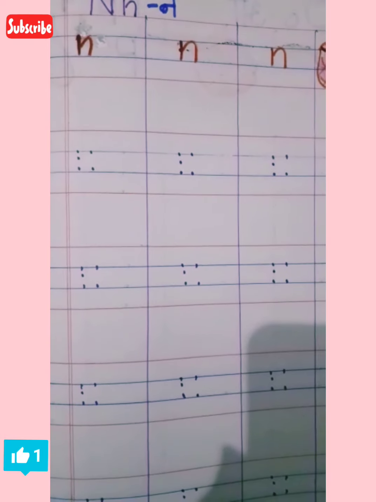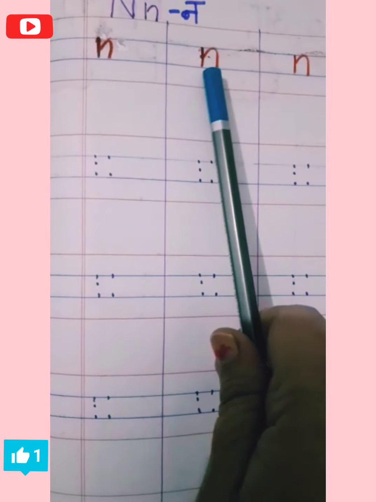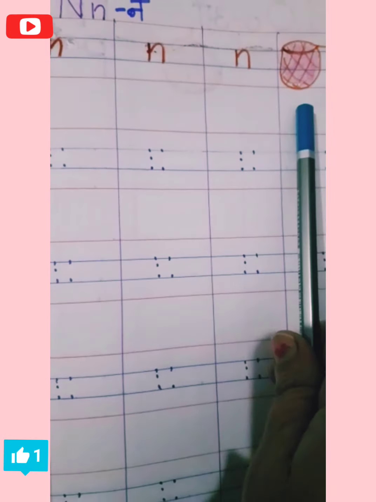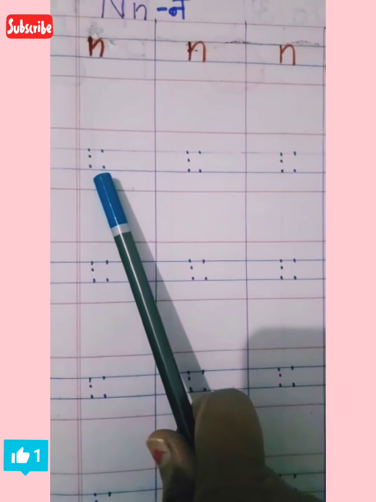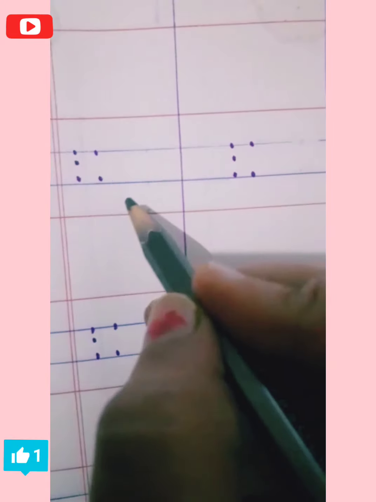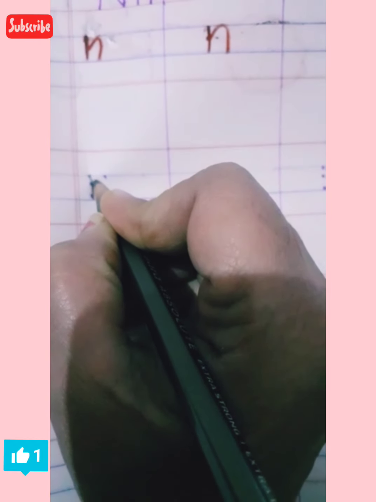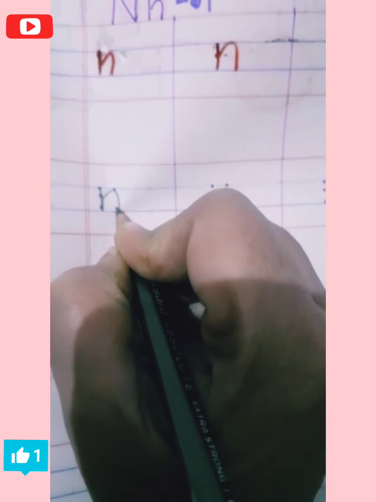Good morning students. Today we will write small letter N. N says N. N for net. Now we write small letter N. Look beta. First we will write a standing line. Go up the standing line. Write a down curve. N.